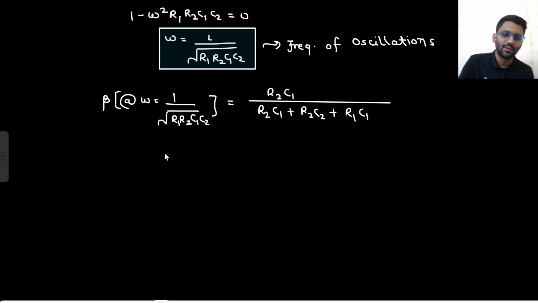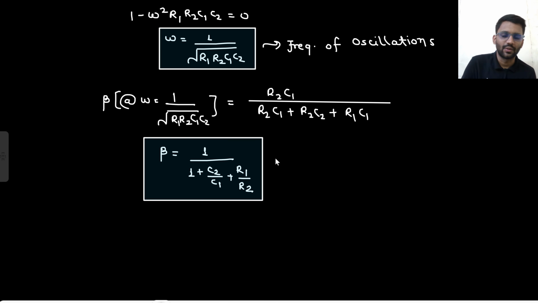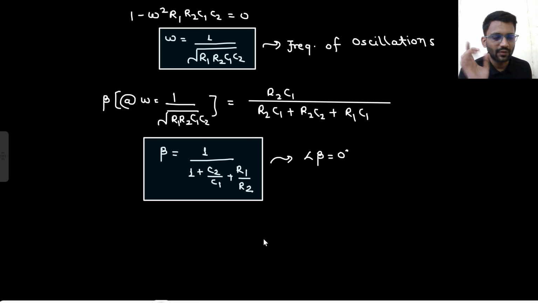This is your beta. Or you can write beta as 1 upon 1 plus c2 by c1 plus r1 by r2, since r2 c1 comes downward. This is the value of beta. It is providing you 0 degree phase shift only. You can directly see this because r1 r2 c1 c2 all values will be positive, so beta is providing you 0 degree phase shift.